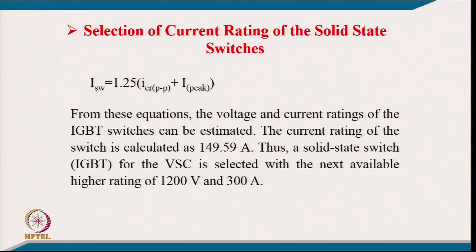Similarly, for the current rating of the switches, we consider a safety factor of about 25%, 1.25, where we consider the peak current going in the DC STATCOM current plus the peak of the ripple current. So, from these equations the voltage and current rating of the IGBT can be estimated, and the current rating of the switch is calculated as 149.59. Thus a solid state switch of the VSC is selected with respect to the next available rating, that is 1200 volt and 300 ampere.